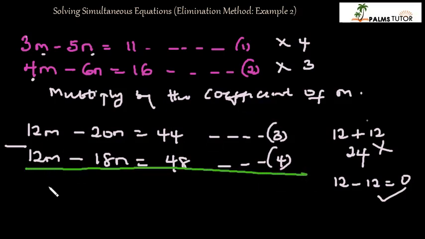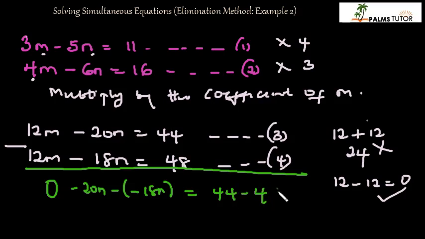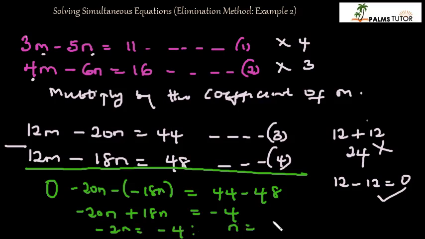So now we have 12 minus 12. This is 0. It goes out. Now we have minus 20n minus 18n equals 44 minus 48. This becomes minus 20n plus 18n. Minus multiplied by minus is plus, equals minus 4, because 48 is greater than 44. So I have minus 2n equals minus 4. Therefore, n equals minus 4 over minus 2. This cancels 2, and n equals 2.